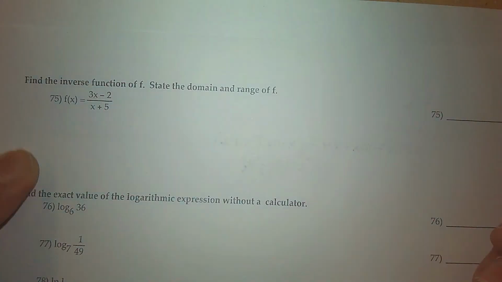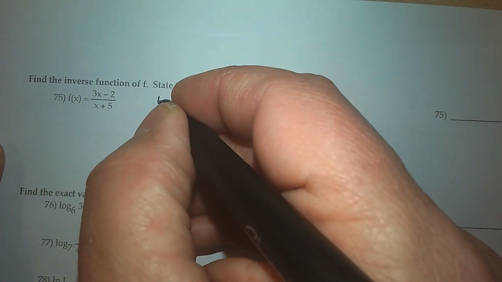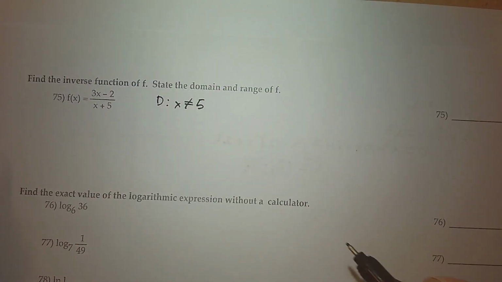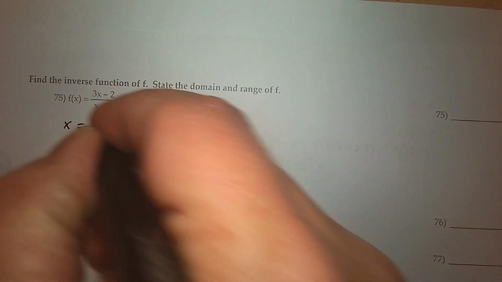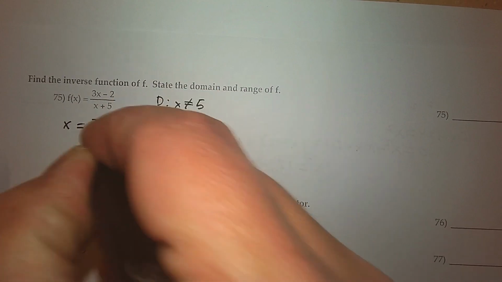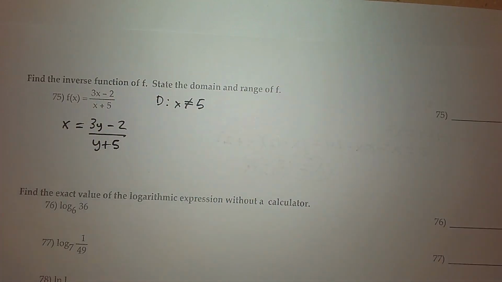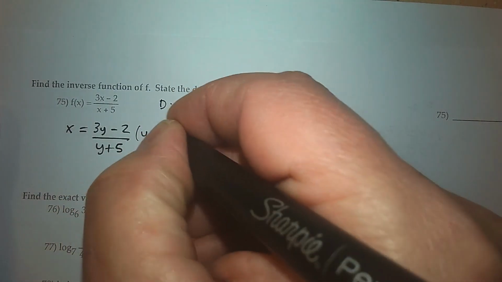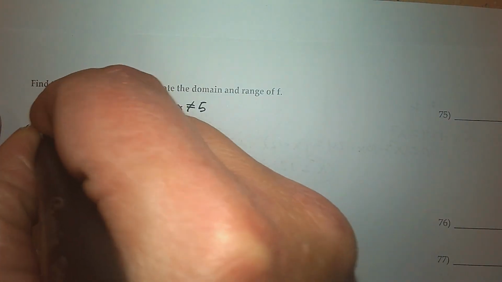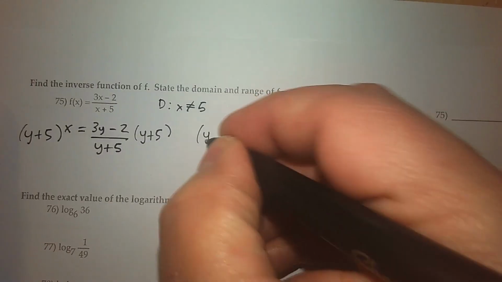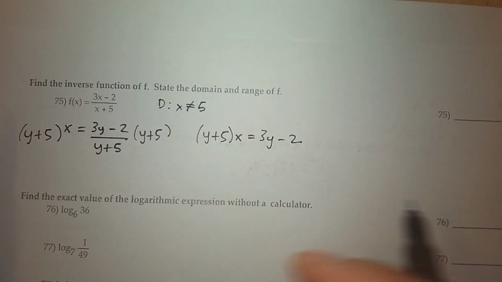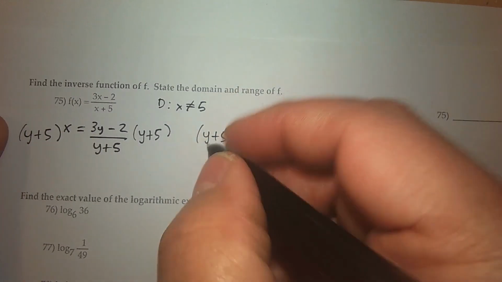So, if I want to state the domain, I know that x cannot equal 5. If I want to find the inverse, I switch x and y. Now, in this situation, the reciprocal is not going to help us. So instead, I'm going to multiply both sides by y plus 5. I'm then going to distribute.